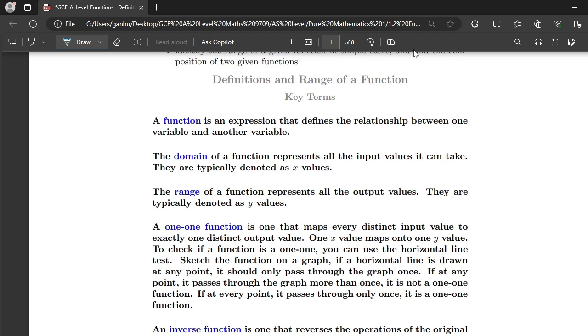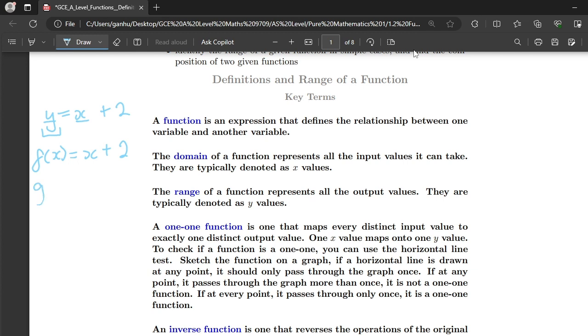So, a function is an expression that defines the relationship between one variable and another. So for example, the equation y equals x plus 2. This is a function because it defines the relationship between the y variable and the x variable. In this topic, however, wherever there's a y, you're going to replace it with f of x. This is how we show that it is a function. So this becomes f of x is equal to x plus 2.